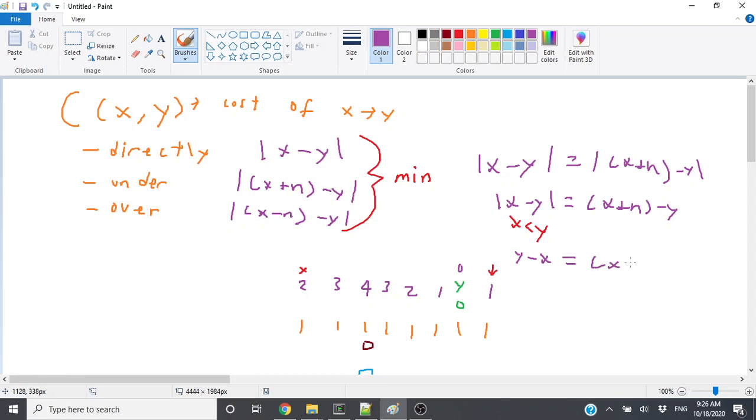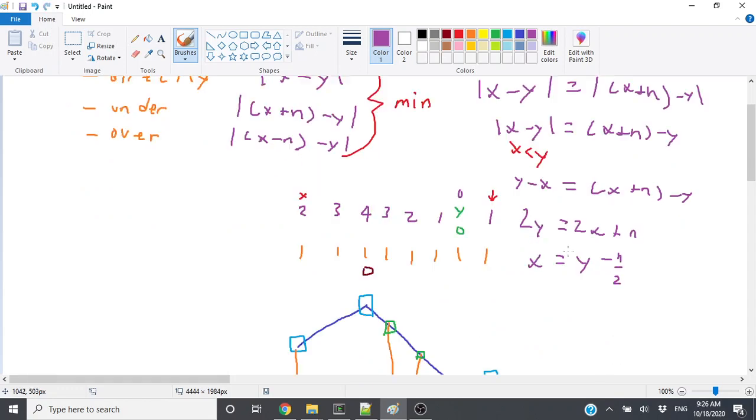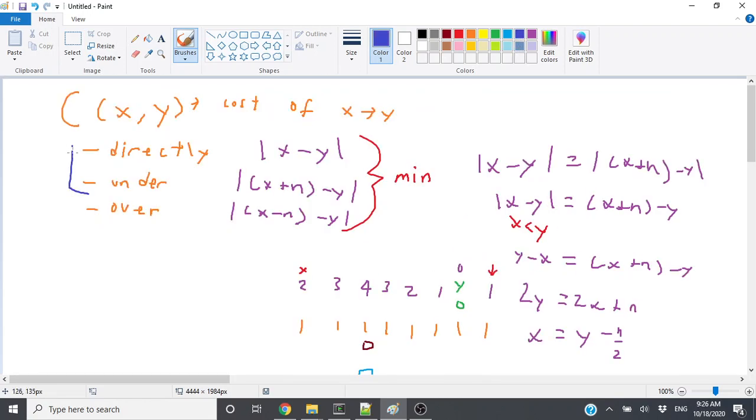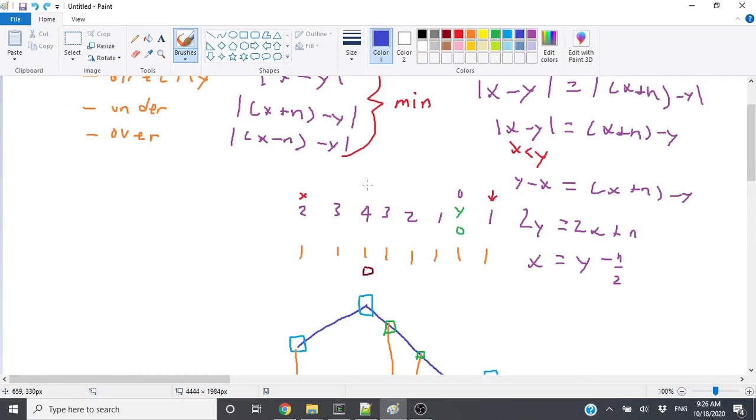So we get y minus x equals x plus n minus y. Solving this, we get 2y equals 2x plus n. And therefore, x equals y minus n over 2. So this is the point where these two functions intersect. If n over 2 is even, this point is at an integer, otherwise it's at a point between two other points. Which just makes sense, right? Like we just go 4 over here, and then both of them are 4. Yeah, it just makes sense.